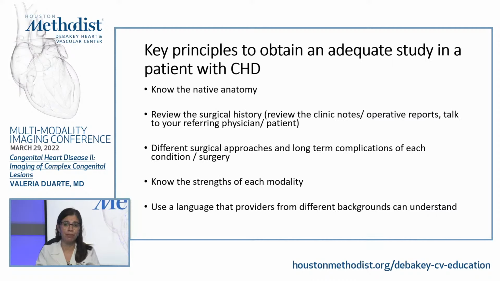So, some principles to obtain an adequate study in a patient with congenital heart disease. The first rule to keep in mind is that we need to address the clinical question. Sometimes our referring physicians will send a very specific clinical question to address, and other times this will be routine surveillance imaging where we have to be very thorough and look at every possible feature that may need to be addressed clinically. So for this, we need to, number 1, know the native anatomy.